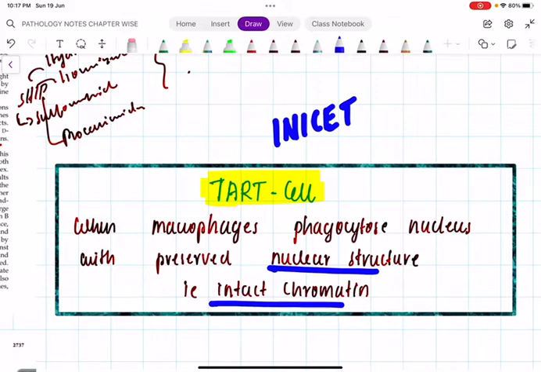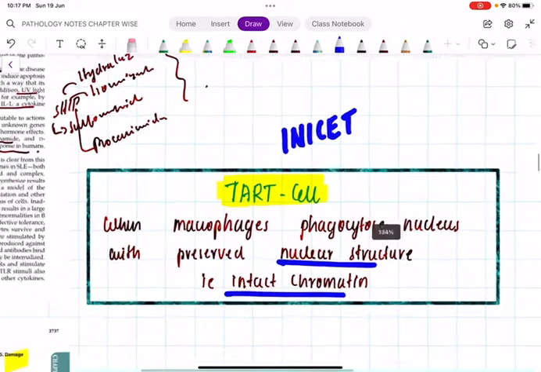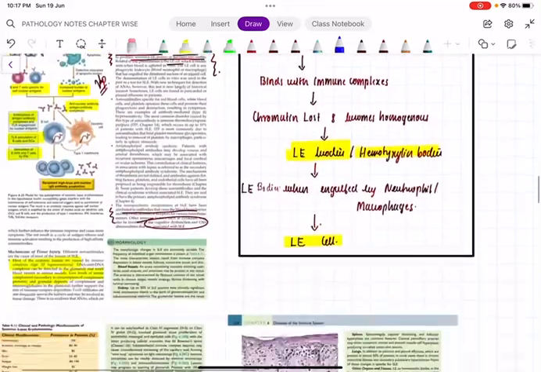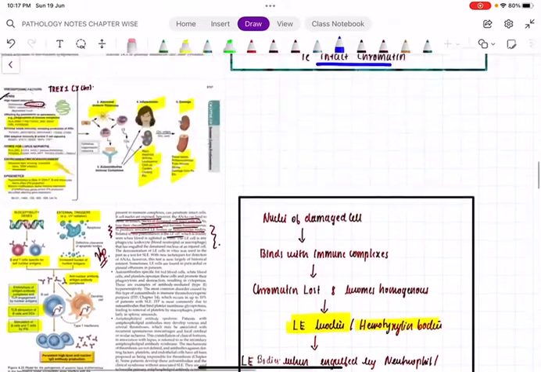In LE cell, what has happened? The nucleus is already damaged. The damaged nucleus binds with the immune complexes. Finally, it will be engulfed by the macrophages to form LE cell. So this is the difference. In TART cell, the nuclear chromatin remains intact. So that is the major difference between TART cell as well as LE cell. These are very, very important points.